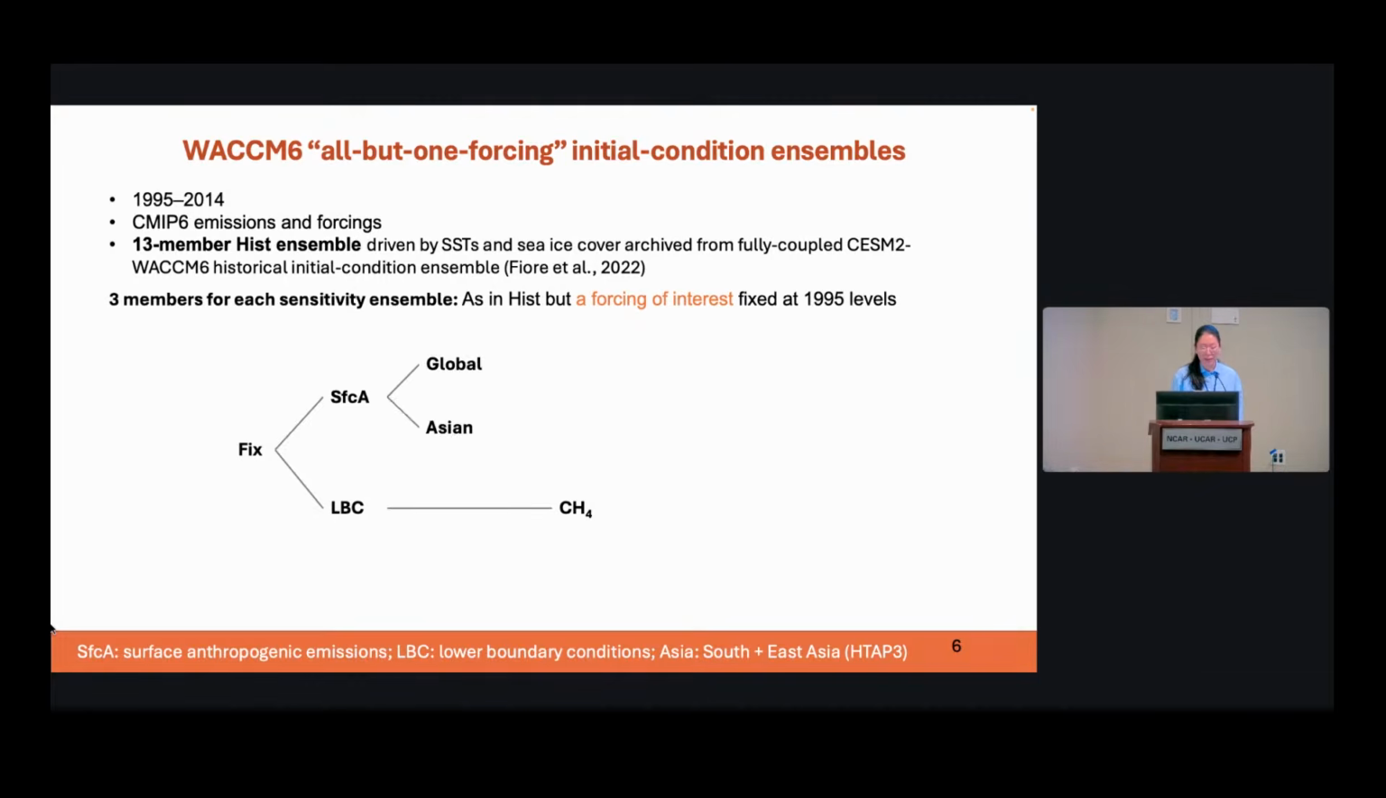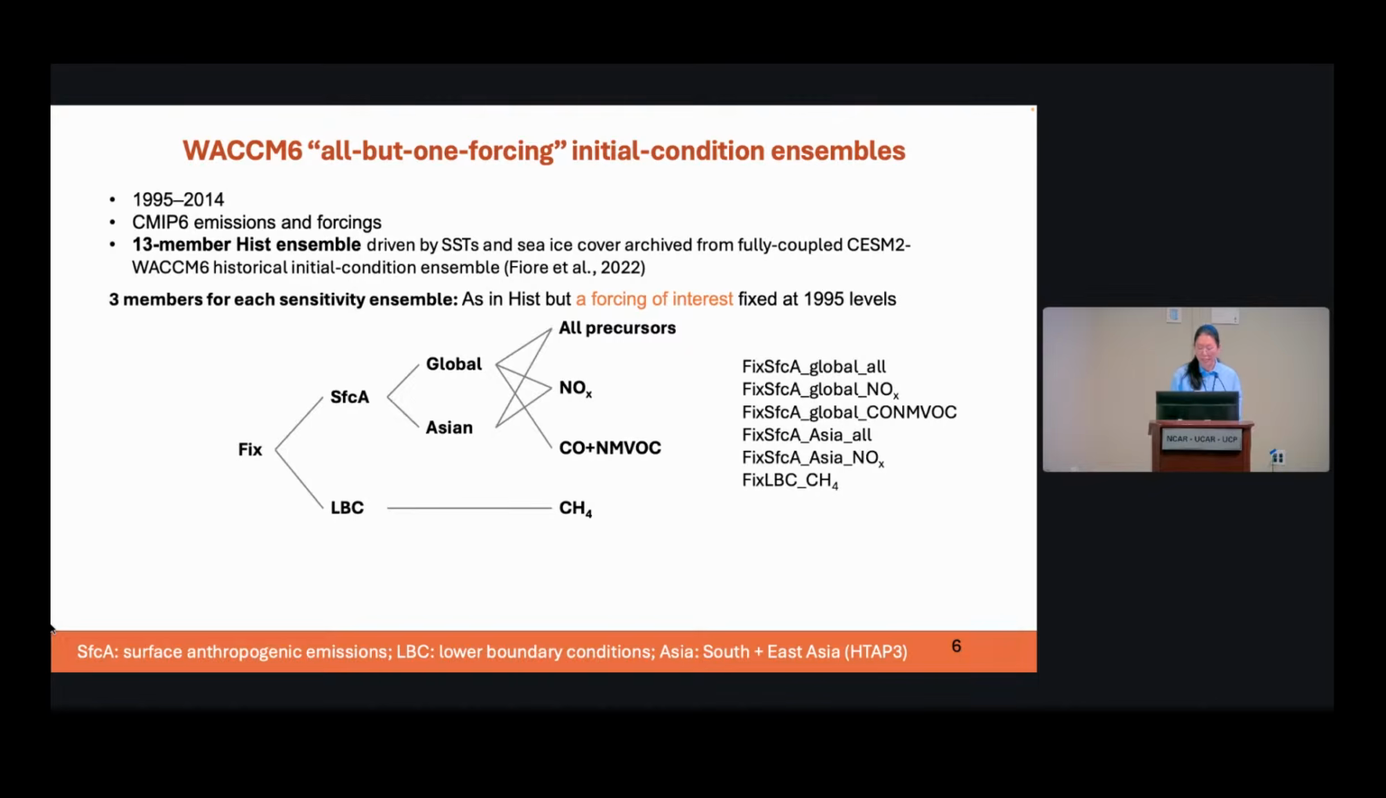We looked at the impact of global versus Asian emissions, and separately we looked at the impact of all ozone precursors versus NOx only versus CO plus non-methane VOCs. So in total, we generated 6 ensembles for those sensitivity runs, and each has 3 members.